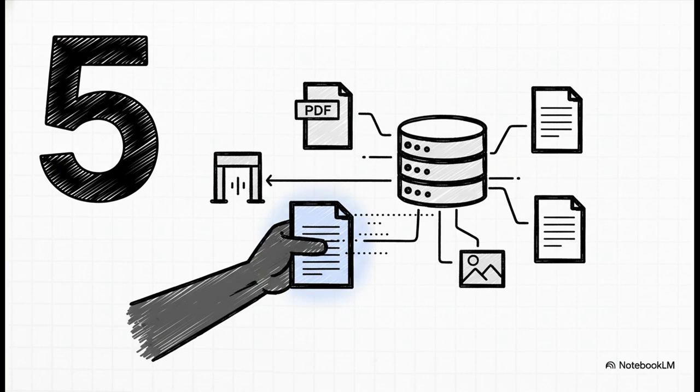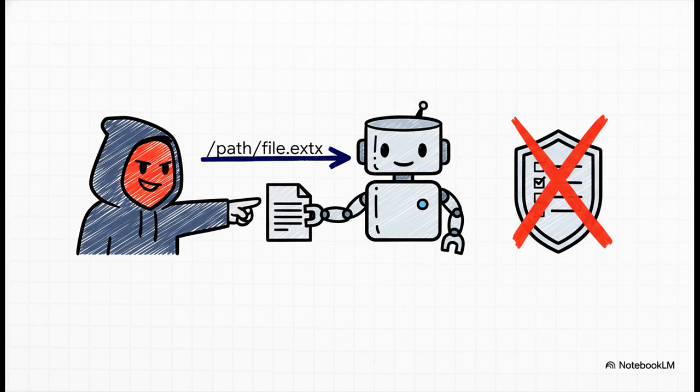And finally, we have unrestricted resource access. This is a lot like forced browsing, but instead of guessing web pages, the attacker is trying to grab specific files directly. For example, if a website stores your invoices with a predictable name, like invoice123.pdf, an attacker can just try to guess the URL for an invoice that isn't theirs. And if the system doesn't stop to check, hey, is this person allowed to see this, it'll just hand over that sensitive document, no questions asked.